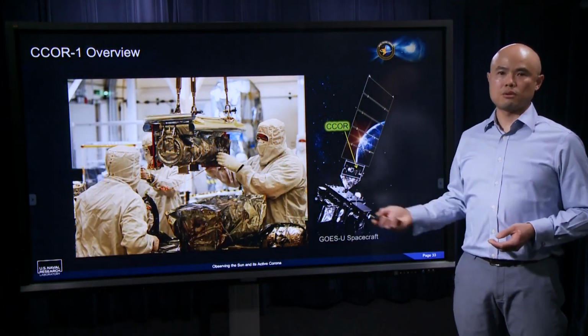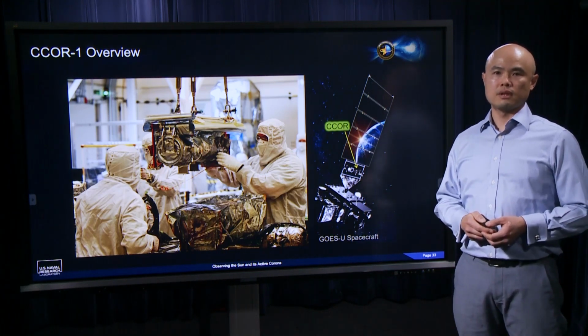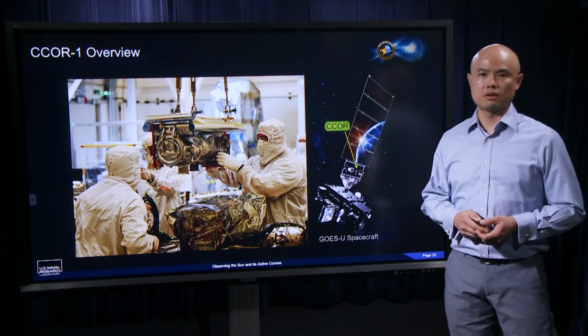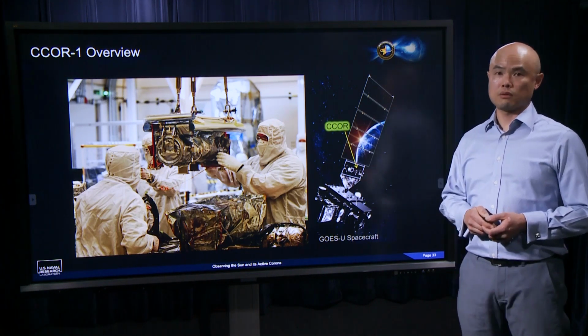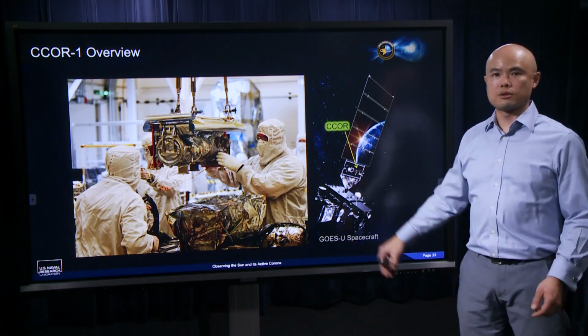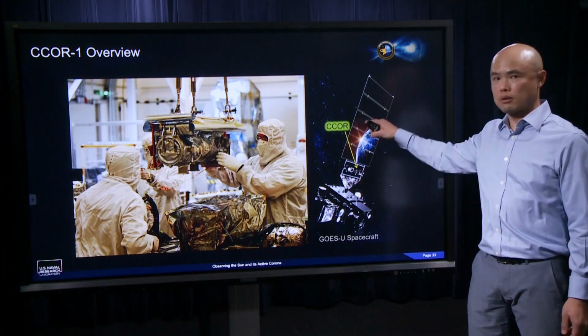So we've delivered CCOR 1 to the GOES-U spacecraft in late January of 2022. And here you can see it being installed on the GOES-U solar pointing platform, which is the deck where all of the solar observing instruments are mounted on the spacecraft's solar array yoke.